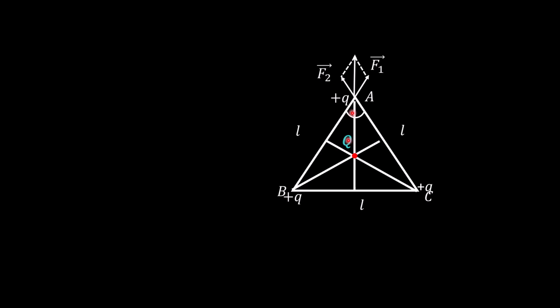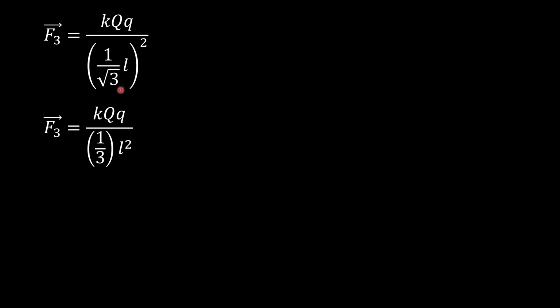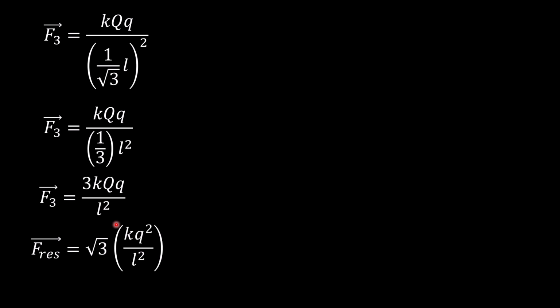Now we have the AO distance, so we calculate the force experienced by the A vertex charge due to the capital Q charge. Let us consider that force vector is the F3 vector. According to Coulomb's law, F3 vector is equal to K into capital Q small q by (1 by root 3 L) whole square. Expanding this value, root 3 whole square is 3, and reciprocating this value, we get this one. Already we have the resultant vector.